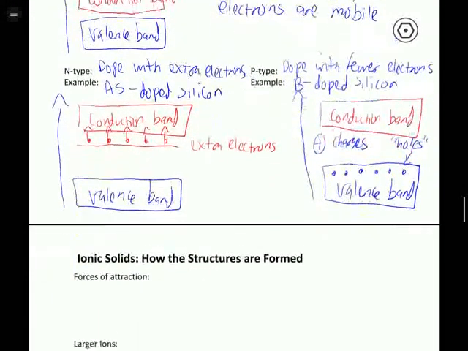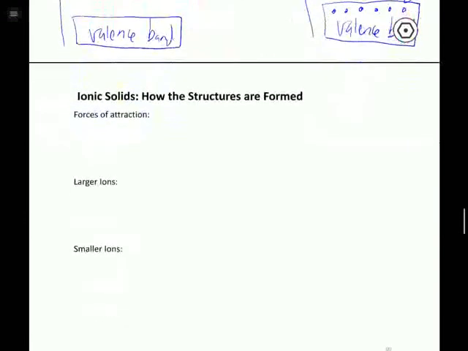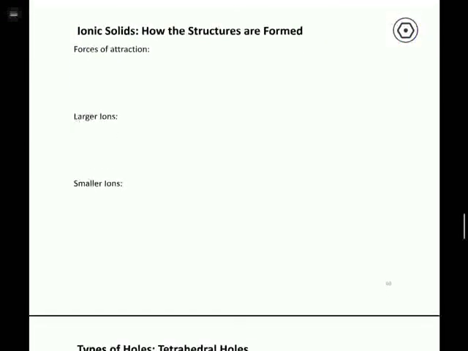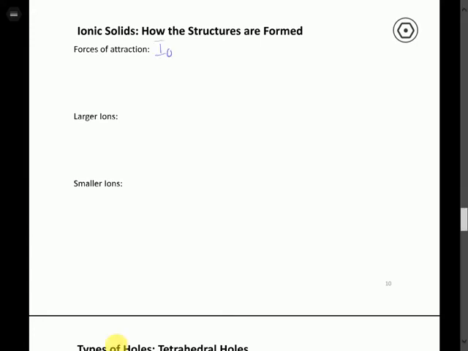Okay? Now the last class of compounds or solids we're going to talk about are ionic solids. So we already have a pretty good idea in our head of what ionic compounds are, but we want to understand some more about their structure here. So we want to understand first how the structures are formed. We've dealt with a lot the forces of attraction between oppositely charged ions, and this is the case here with ionic compounds. So the ions are held in place in the solid phase by forces of attraction between oppositely charged ions.